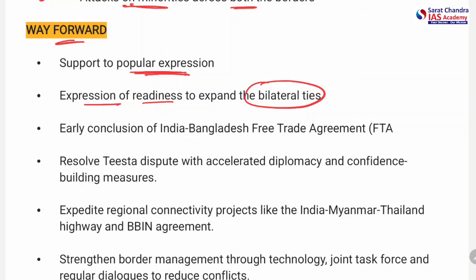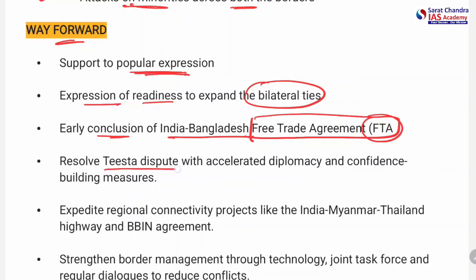We need to convey that we are ready to expand our bilateral ties with the current government also. Next, early conclusion of the India-Bangladesh Free Trade Agreement. We need to expedite our dialogue between the Indian and Bangladeshi counterparts to finalize the free trade agreement between the two countries so that we can boost our economic cooperation.